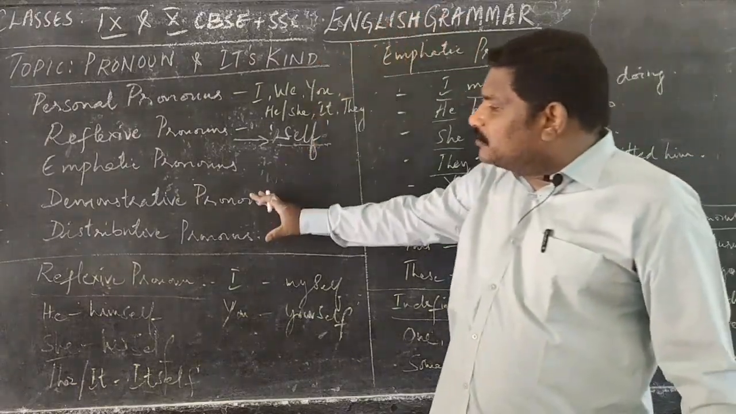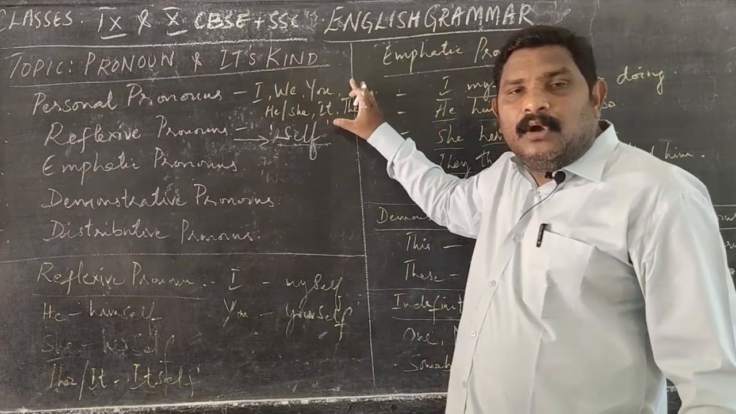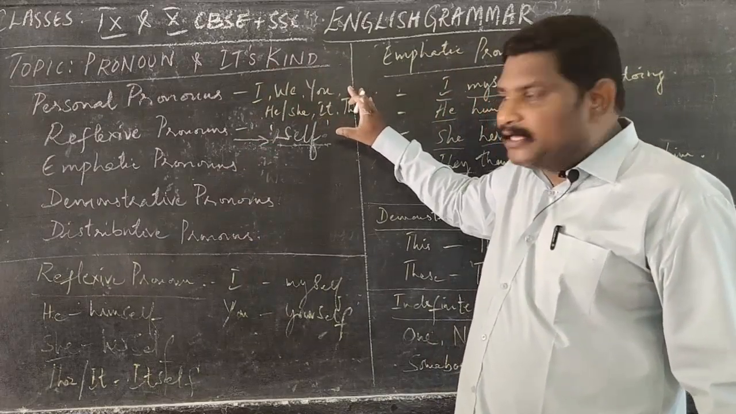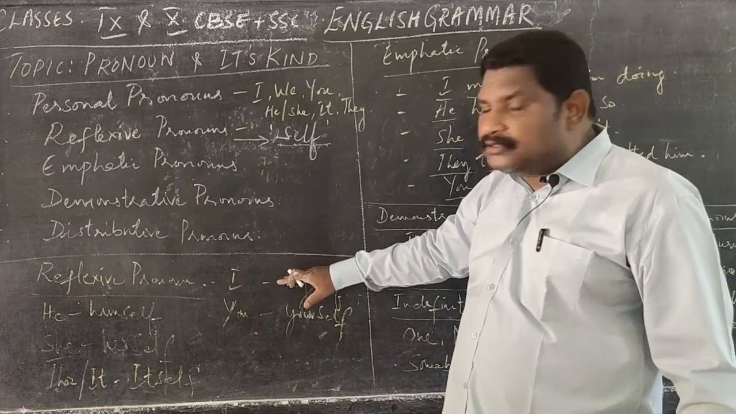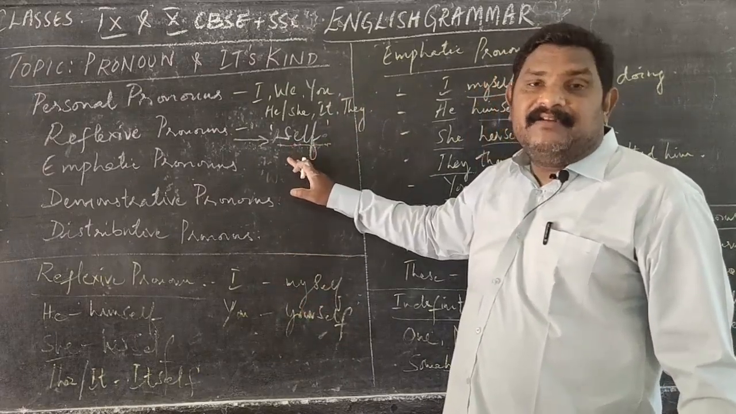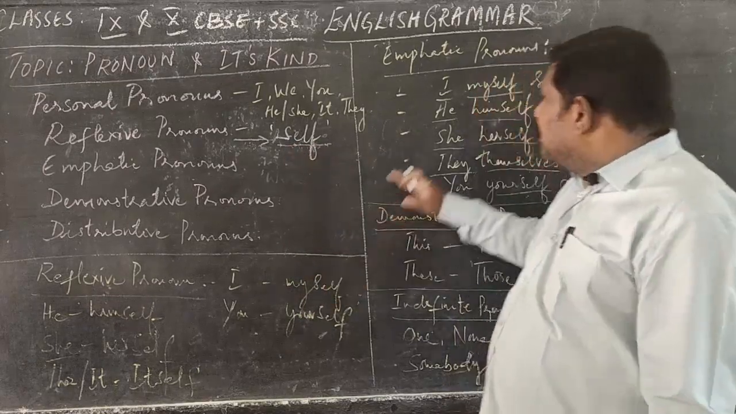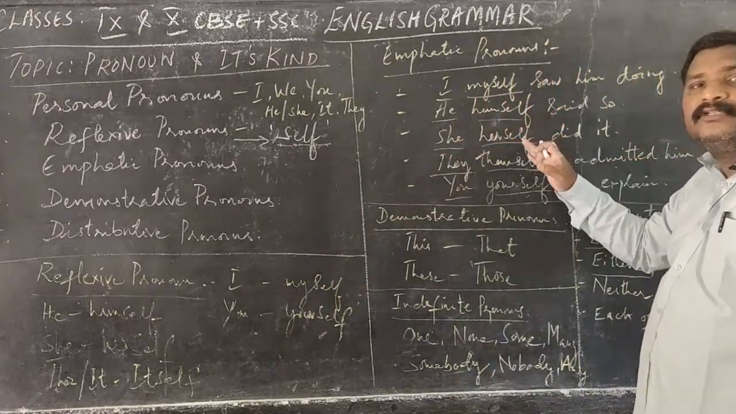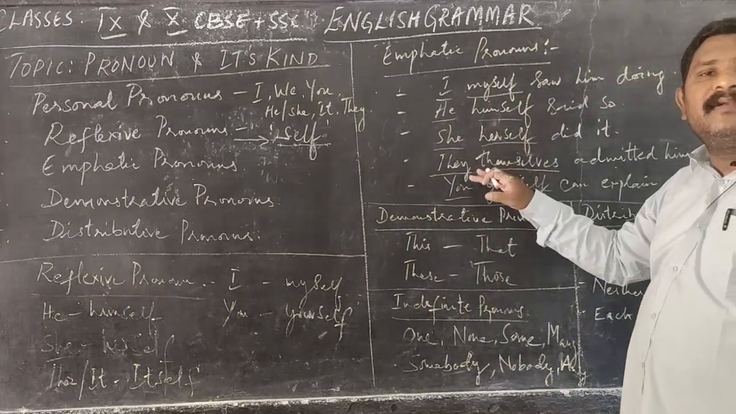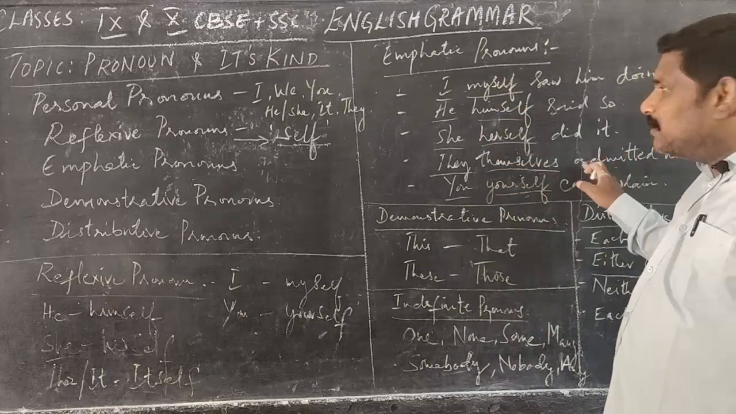So you have understood the kinds of pronouns. The first one is personal pronoun, which I have written here on the board. Hope you are noting down each of these points. The second, reflexive pronouns, all those pronouns which end with self, S-E-L-F. Next, emphatic pronouns, where a personal pronoun and a reflexive pronoun are used one beside the other, according to these examples.